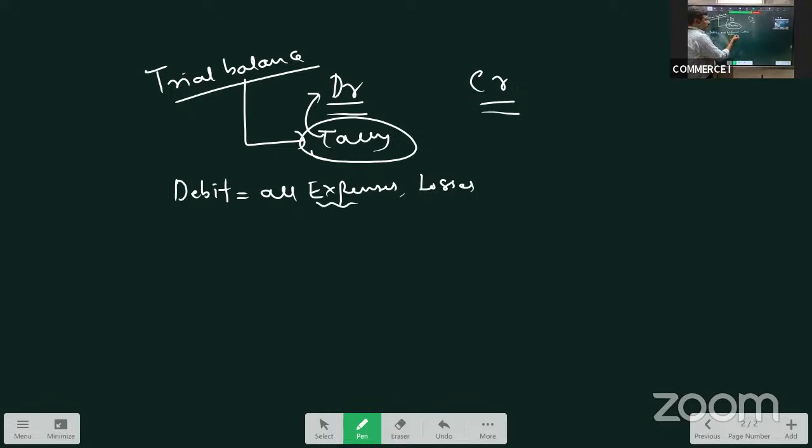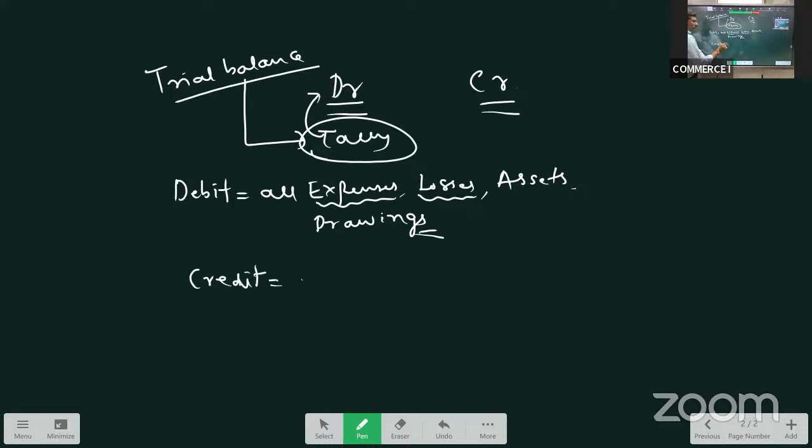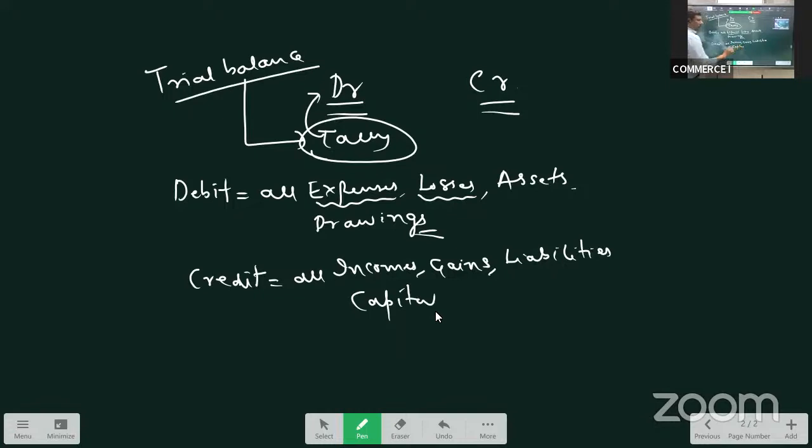All the expenses are shown in the debit column. All the losses are shown in the debit column. All the assets are shown in the debit column. Okay. All expenses, losses, assets are shown in the debit column, and also drawings are shown in the debit column. And in the credit column, all incomes, gains, liabilities, and capital. We follow this simple rule when we are preparing a trial balance.